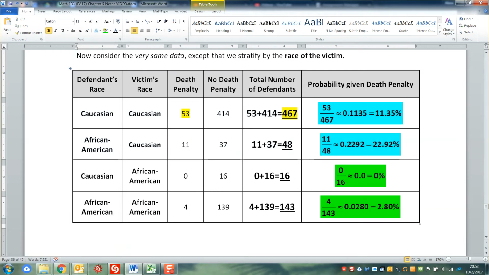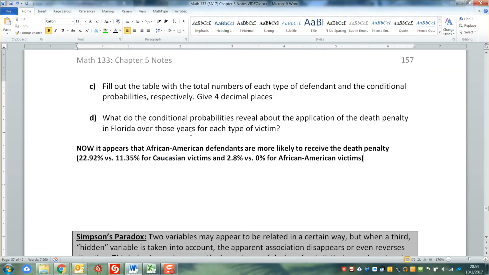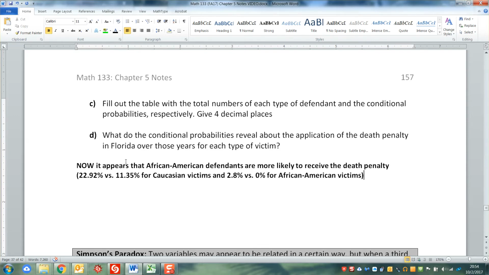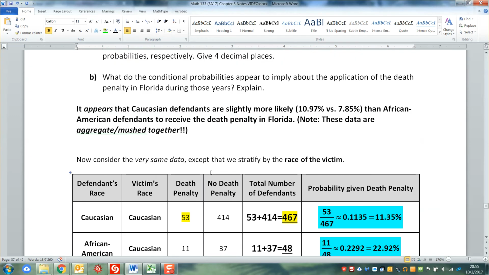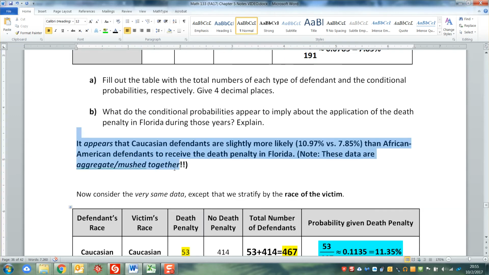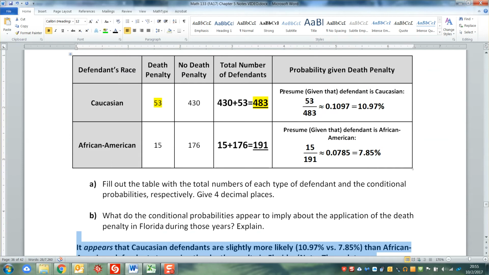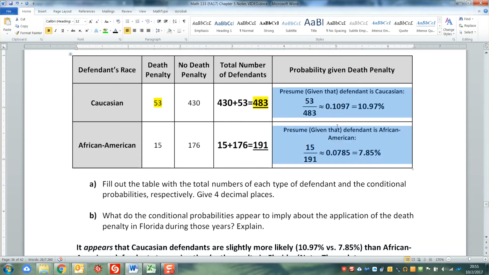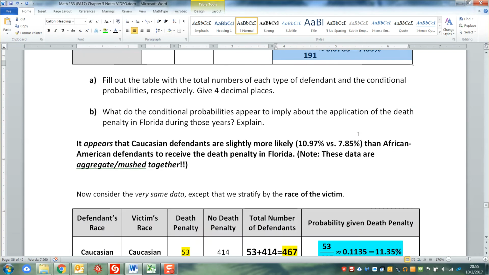So let's make some notes of that. This first question is just saying what appears to be happening now. Well, it appears that African American defendants are more likely. Remember, that is not how it originally appeared. It at first appeared that Caucasian defendants were more likely because when you push all the data together and shove it together, there were more of them, right? So you had 483. So the death penalty was happening 11% of the time versus 7.85.